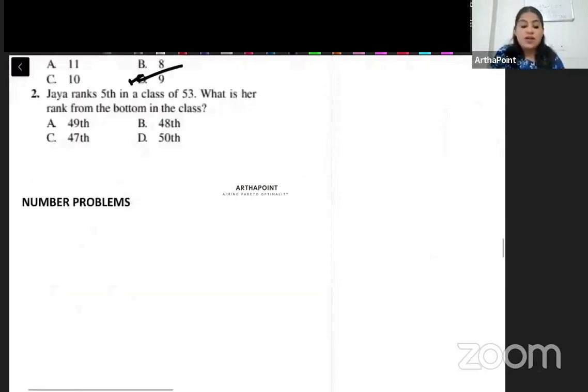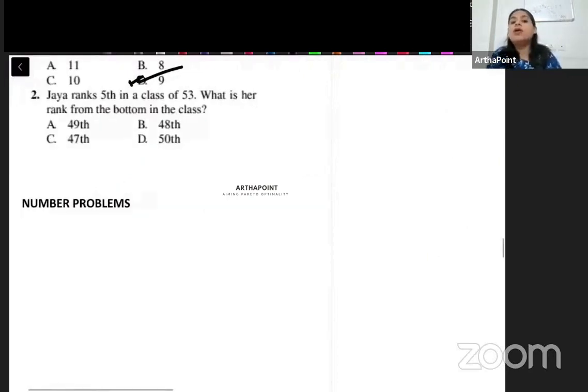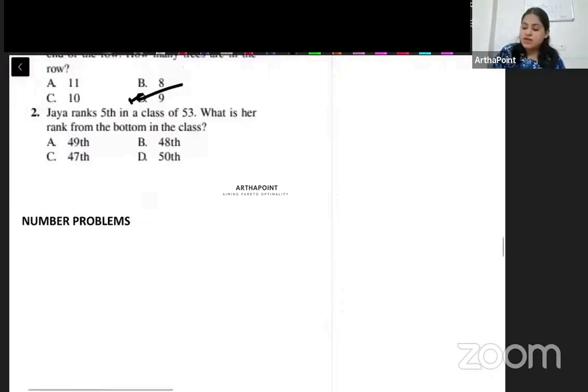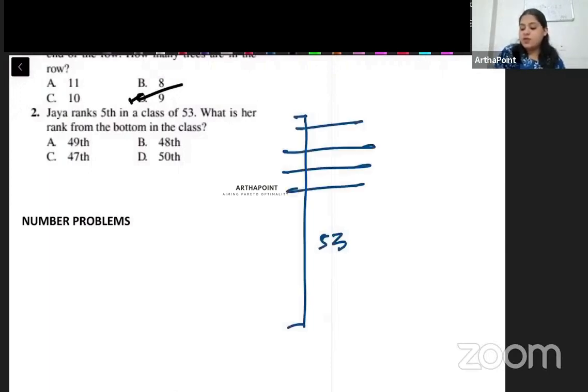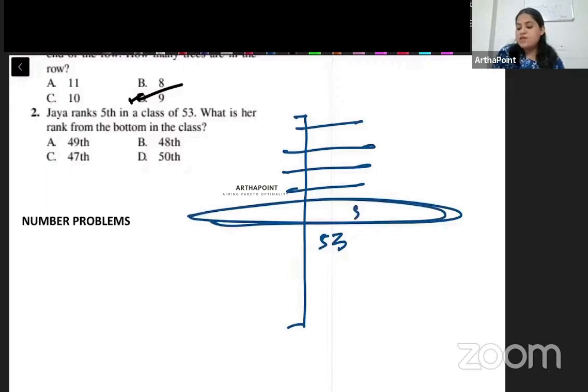Jaya ranks 5th in a class of 53. What is her rank from the bottom of the class? So beta, 53 students are there. She ranks 1st, 2nd, 3rd, 4th, 5th. She ranks 5th in the class. So what will be her rank from here? Very, very simple question. Her rank will be 49th from the bottom of the class. Nobody is going to say it is going to be 48 or 47.